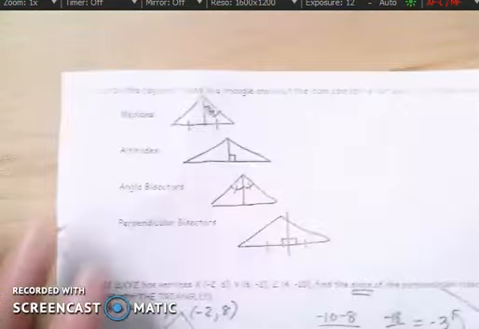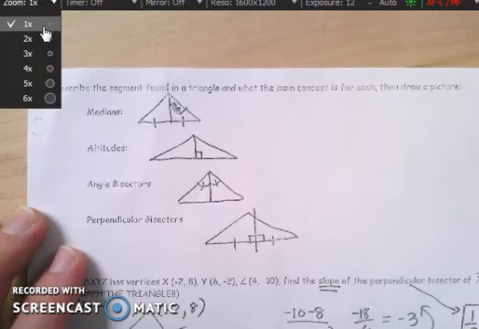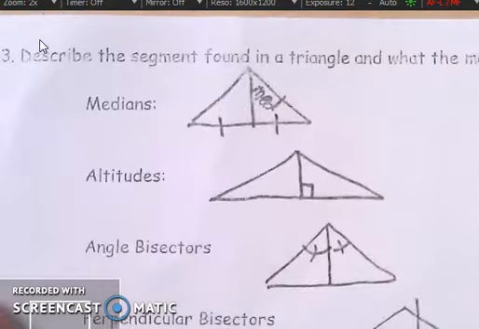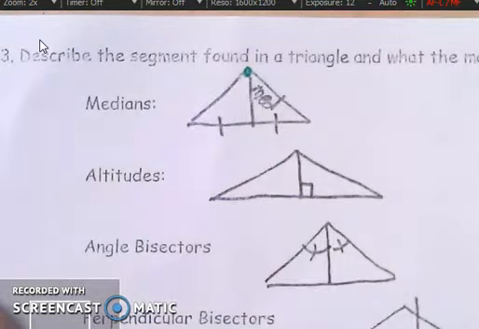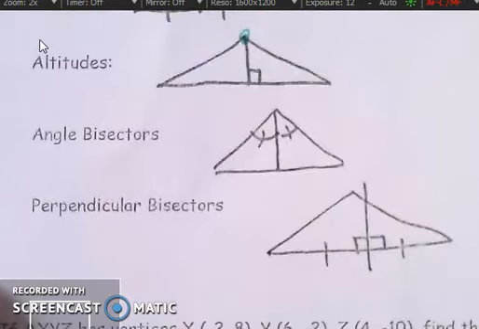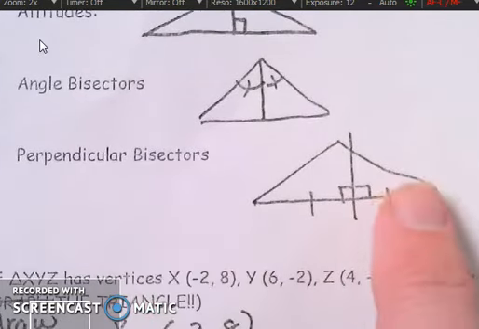Alright, last piece, number 13. We'll go ahead and zoom in again for these pictures describing our different triangles. So a median goes from the vertex and cuts the opposite side in half. An altitude goes from the vertex and creates a 90. An angle bisector cuts an angle in half. And the perpendicular bisector is the only one that doesn't necessarily go through a vertex. It just cuts a side in half and meets it at a perpendicular angle.